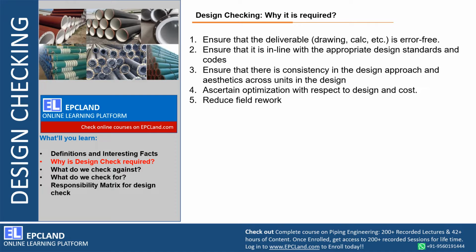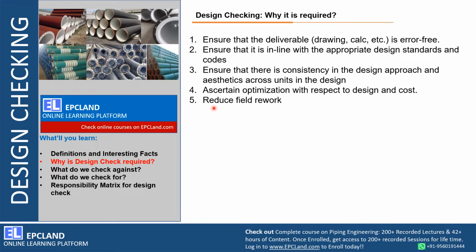Then we have to ensure that consistency in design is there. Consistency means if we are following some guideline at one place, then it has to be consistent throughout the project, right? So that is one of the major requirements. Then we want to ensure that the optimization with respect to design and cost is done, right? A lot of cost will be involved, so we want to optimize that with the help of design standards, codes, and requirements, and at the same time design checking also helps us in that.